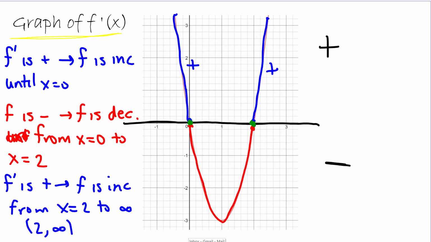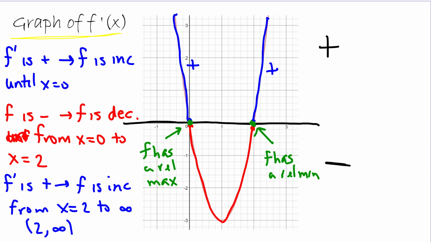So when we're looking at a graph of f prime, that's going to change. When f prime goes from positive to negative, f has a relative max. When f prime goes from negative to positive, f has a relative min. There was one more feature we talked about that dealt with the second derivative, and I will cover that more in concavity, in the next video.